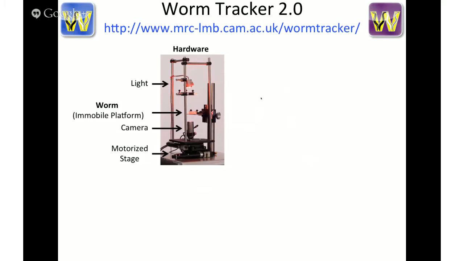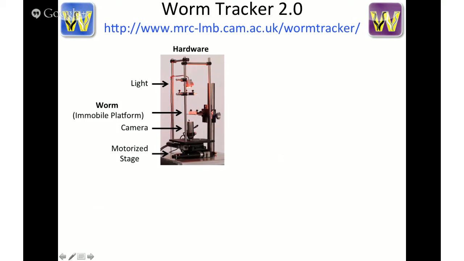This is the worm tracker that I built during my PhD. It's a set of hardware. And here you can see, hopefully you can see my pointer, this is a Petri dish. And the worm is on this little Petri dish crawling around. This Petri dish doesn't move. Below the Petri dish is a camera. And that camera is going to follow the worm around.